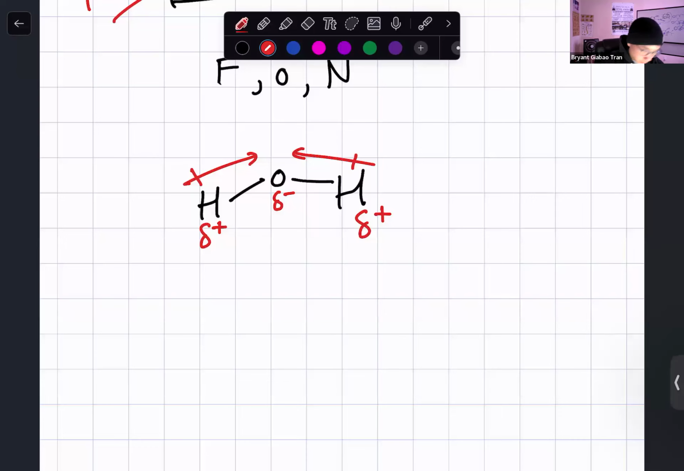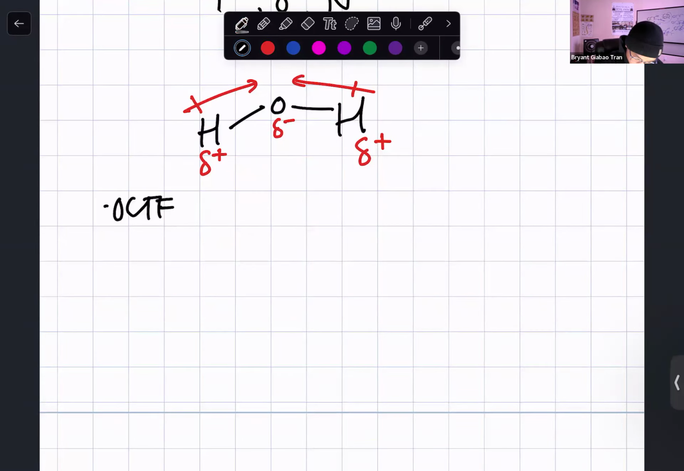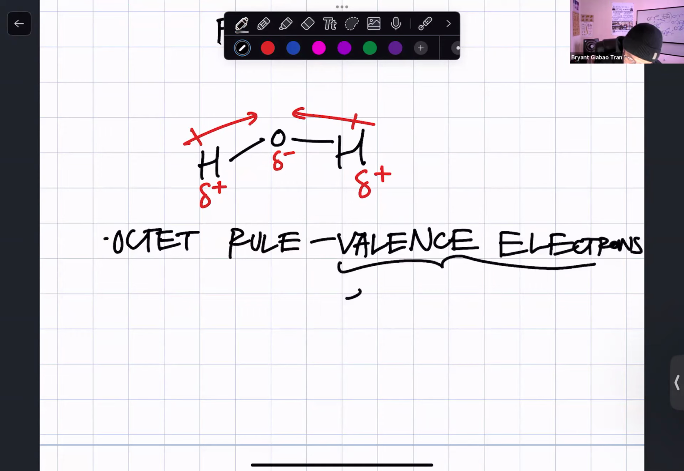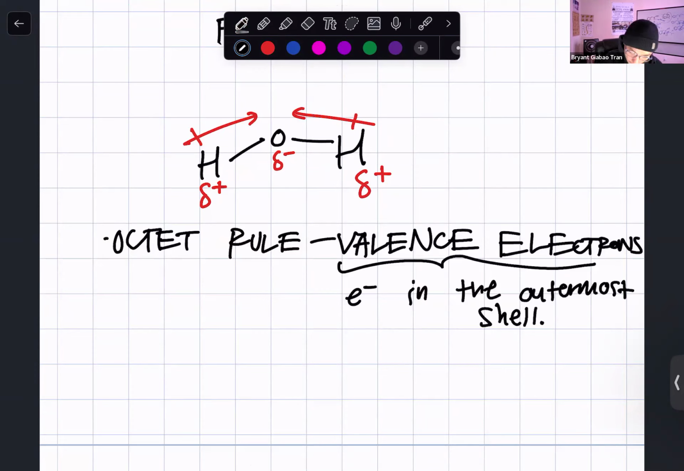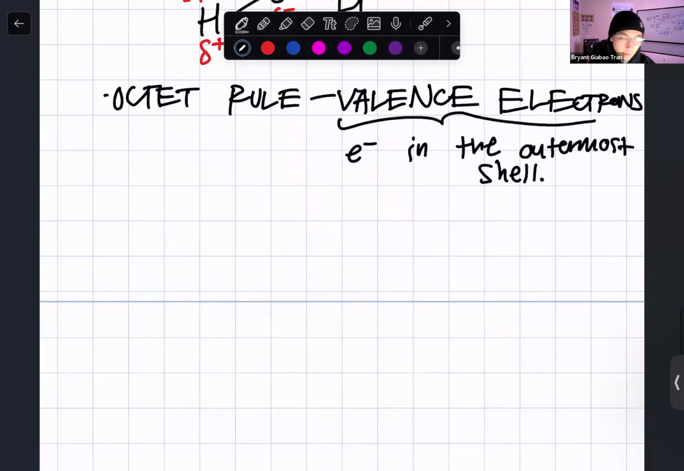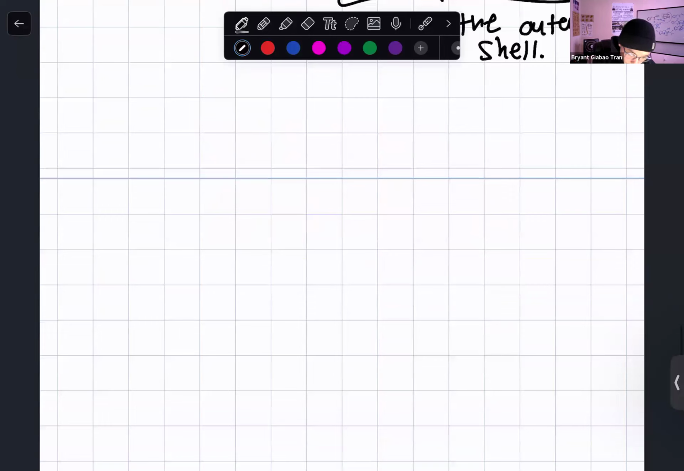So let's move on to the octet rule, which is going to talk about the valence electrons. And the valence electrons are going to be the electrons in the outermost shell, right? So every atom besides hydrogen is going to want 8 electrons to be neutral to fulfill the octet rule, right? And they can do this in 2 ways. They can transfer electrons, or they can share electrons.